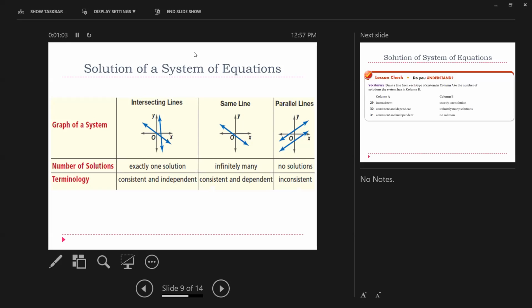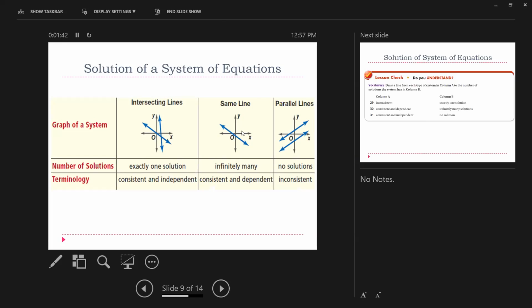So how can you tell, even without graphing, how can we tell if we have a system that involves parallel lines just from the equations? How can we tell? We just did parallel and perpendicular. Same slope. All you got to look at is the slope. If the slope is the same in both equations, they're parallel lines. It's no solution because there's nothing in common. They don't share any points whatsoever.